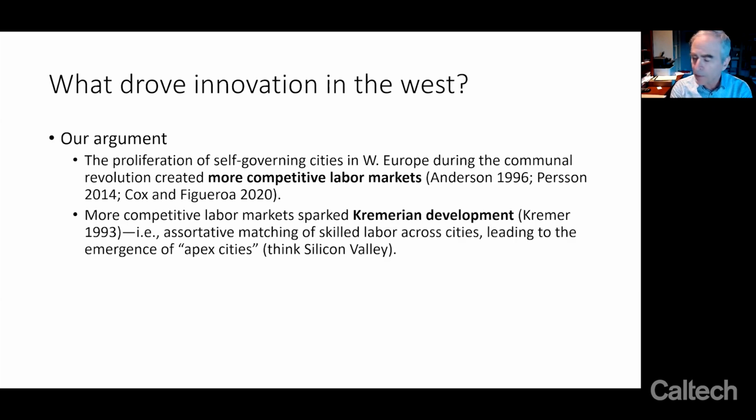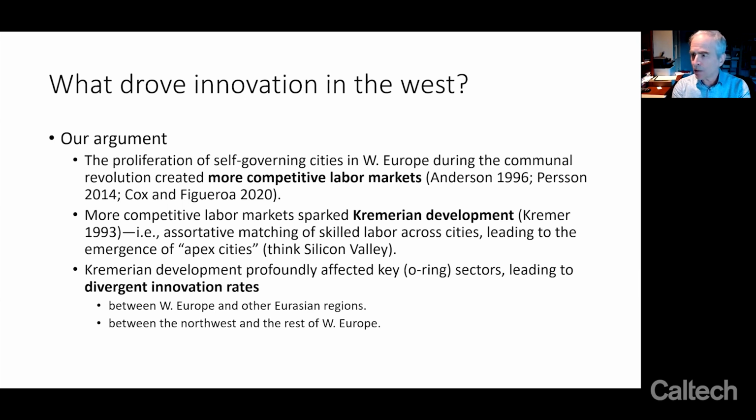Second, these more competitive labor markets spark what we'll call Kremerian development. This is based on Kremer's O-ring model of development. And what we mean by that in particular is that there's a unique amount of assortative matching of skilled labor across cities, which leads to the emergence of what we call apex cities, think Silicon Valley. And then Kremerian development, once it starts in the West and deepens, profoundly affects O-ring sectors, leading to divergent innovation rates. And that happens not just between Western Europe and the rest of Eurasia, but between particular parts of Western Europe and the rest.